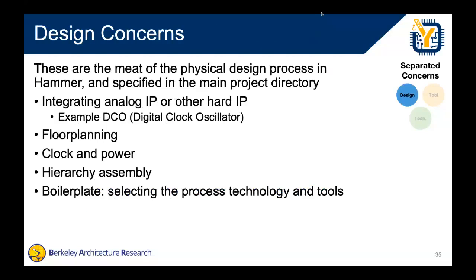Okay. So how are we going to specify the design that we need for this SHA-3 accelerator? This is what we see as the meat, the part you want to spend time on: specifying your constraints for your design. In this example, we would have some IP, analog IP, or some other hard macro that you need to integrate. In this one, there's a black box CCO. You're going to have floorplanning information, clock and power, how the hierarchy works, and then a little bit of boilerplate to select what technology and tools you're using.